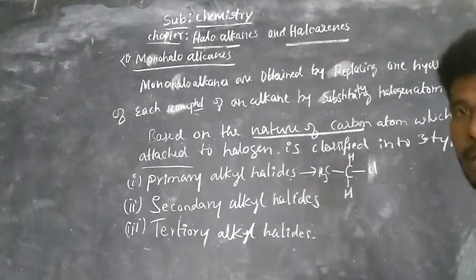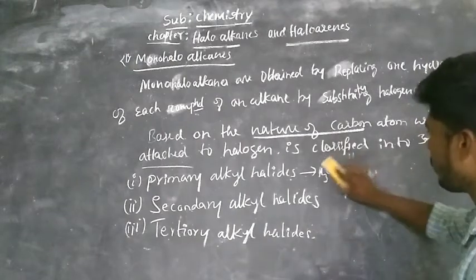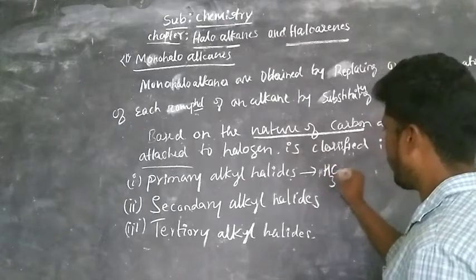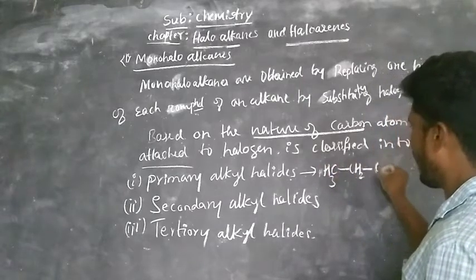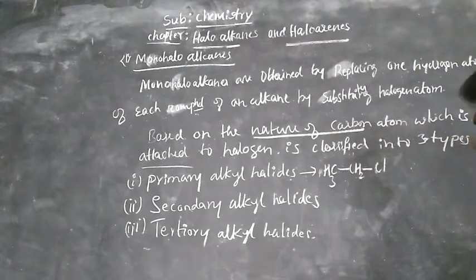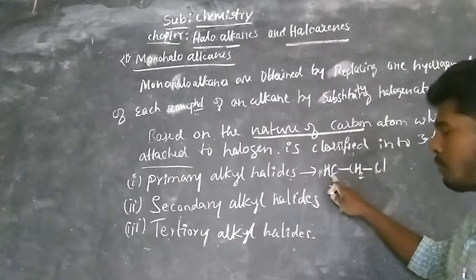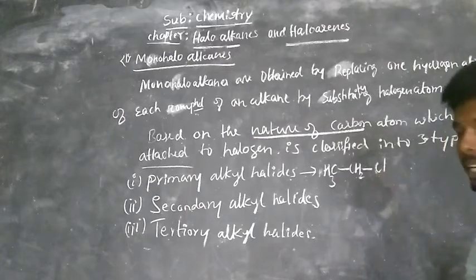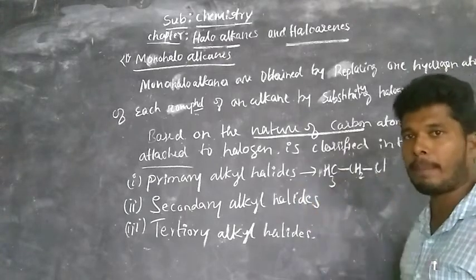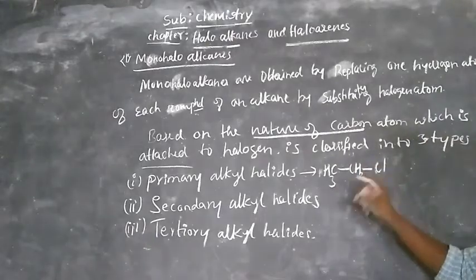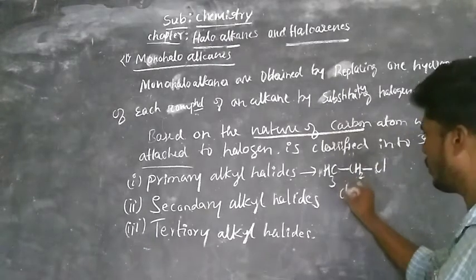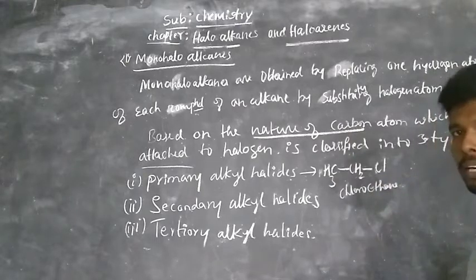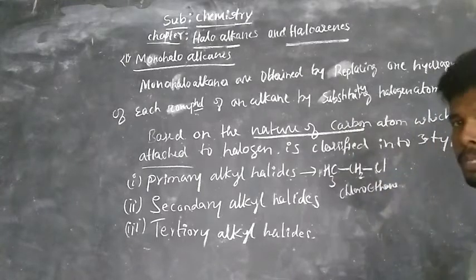This can be simply written as CH3-CH2-Cl. Here the carbon atom which is connected to the chlorine atom is also connected to one carbon atom and has two hydrogens. Such type of compounds is called primary alkyl halides. Its name is chloroethane or ethyl chloride.